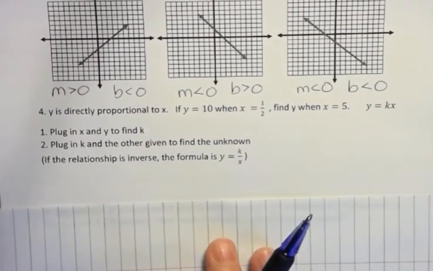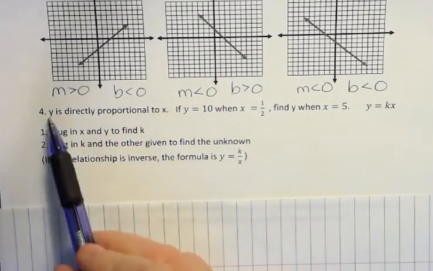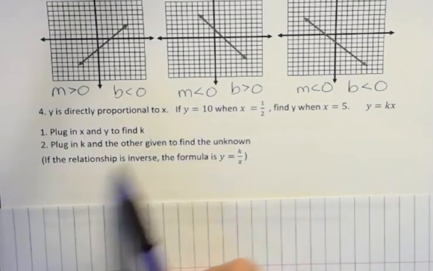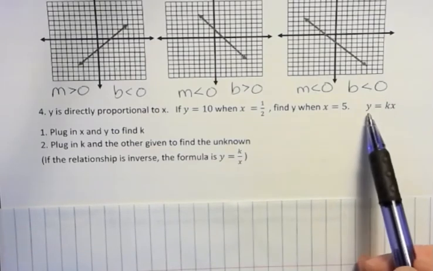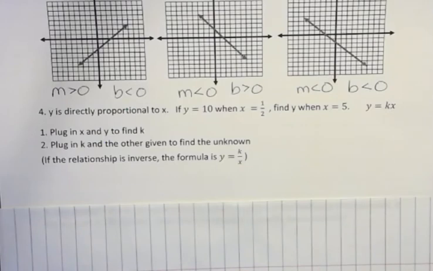And then finally, a couple of things about proportions. If you say something varies directly, is directly proportional, that means that if x goes up, then y goes up. If x goes down, then y goes down. And then the formula for that is y equals kx. K is some constant that we have to figure out.